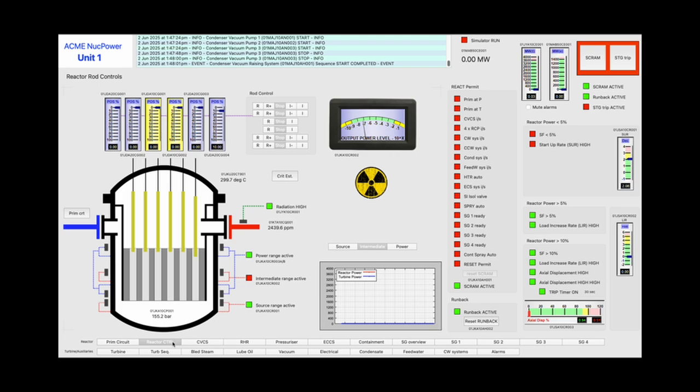Reactor power will increase very slowly in the beginning, however rest assured that it is increasing as the startup rate gauge is indicating. We can skip forward as this may take some time.